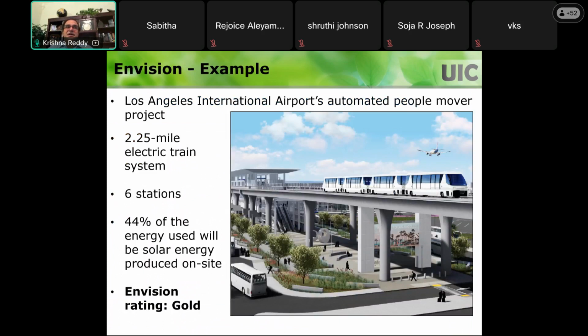But going through these rating systems, you can consider the issues and see if you can or cannot incorporate them. So it gives you the roadmap. For example, this is the International Airport Automated People Mover project. It shuttles the people from one terminal to another terminal, and they incorporated a lot of sustainability and resiliency features, and it got the gold award. So that's just going through the checklist, going through the credits.